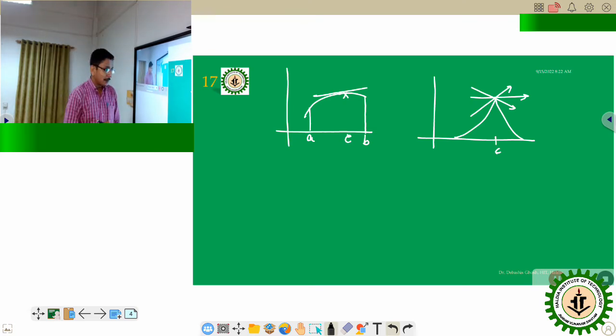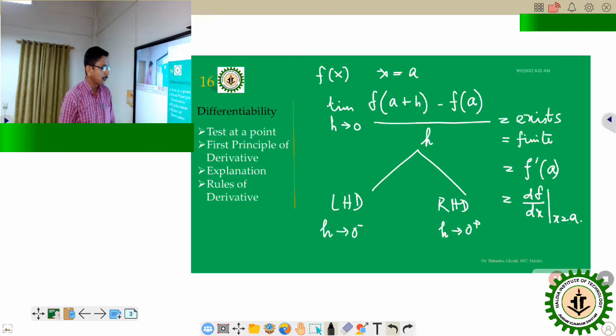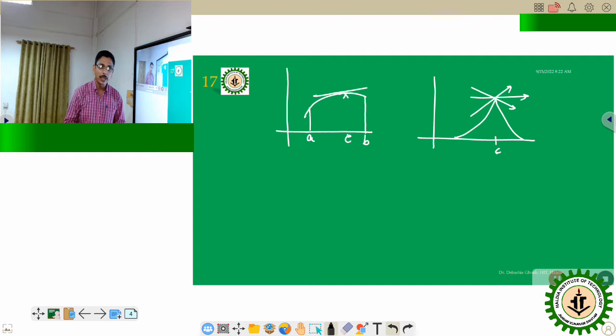Also, to verify whether a function's derivative exists or not, that can be computed with the help of differentiation by the first principle of derivative. Now, the different rules of derivative I am not going through, because you have already gone through those rules. That is, the derivative of x square is 2x, e to the power x is e to the power x, log x is 1 by x. All those rules are known to you. I am not going through that.